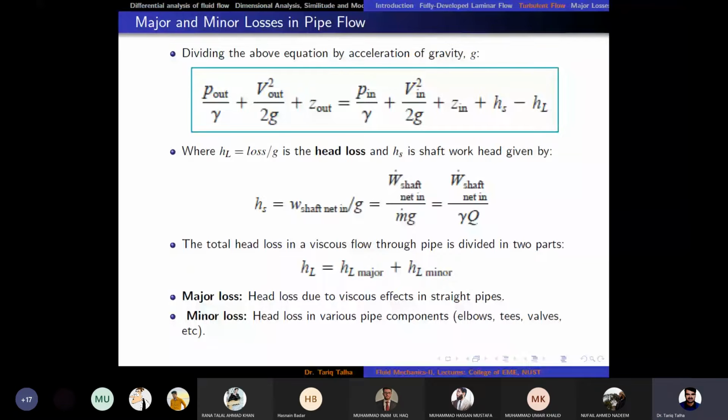So it means that there would be only a minus HL, and we are not talking about HS, which is the shaft head added or subtracted due to the turbine or pump, right? Umair Khalid, are you with me up to this point? Yes, sir.